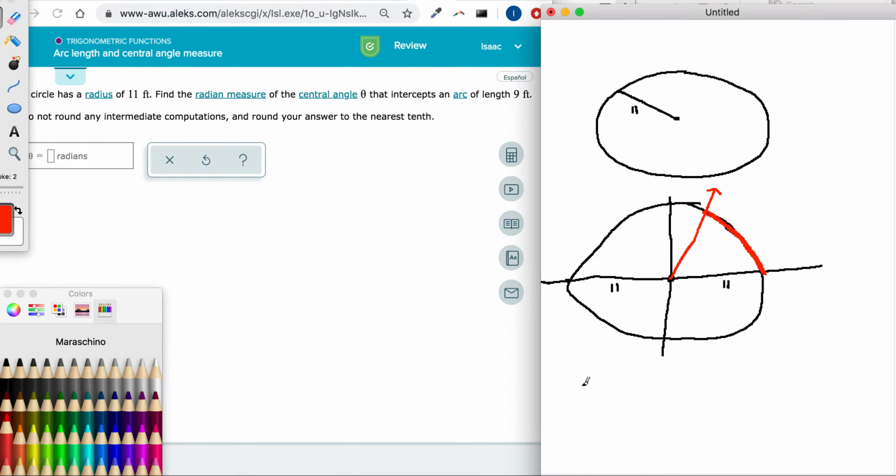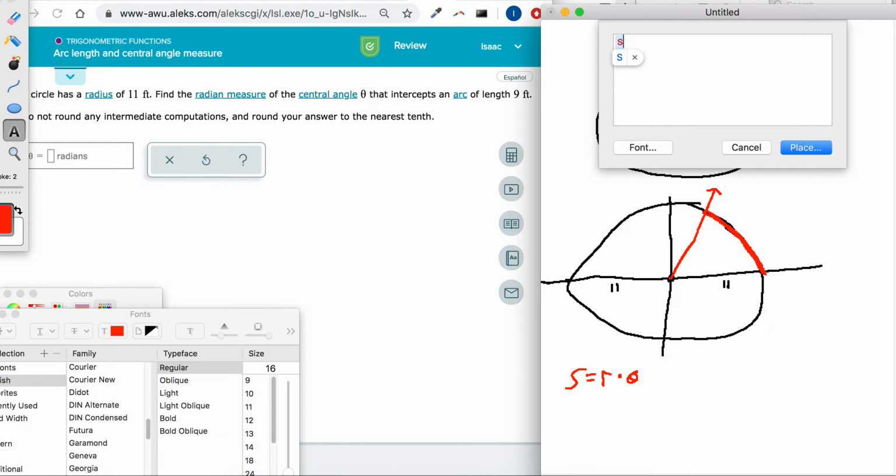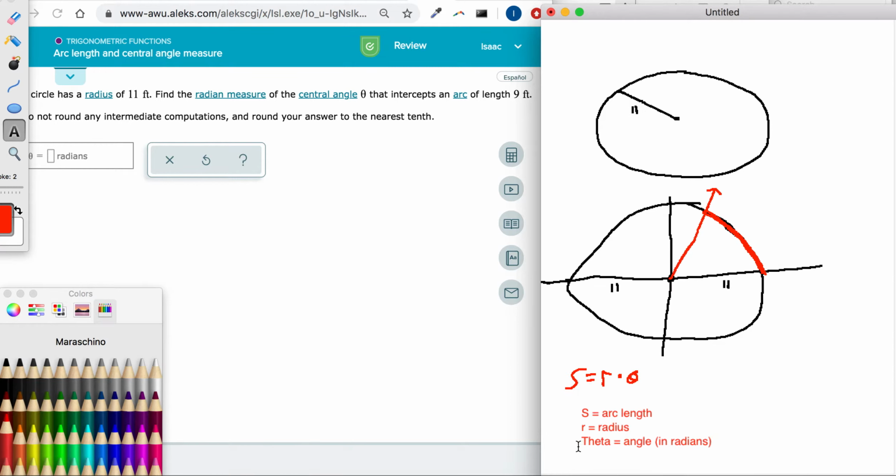So we can use this nifty little formula. S equals r times theta, okay? Where S is the arc length, which we have, right? r is the, I want lowercase r, r is the radius of the circle, and theta is the angle in radians. Okay, so this formula helps you evaluate arc lengths.